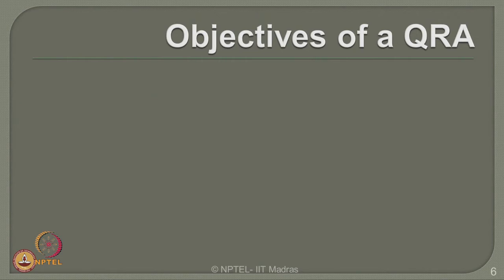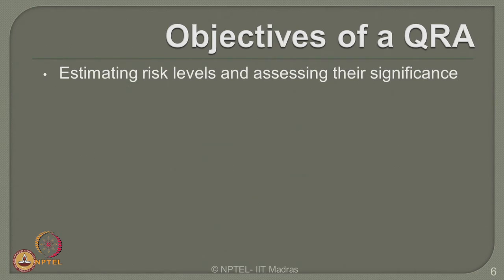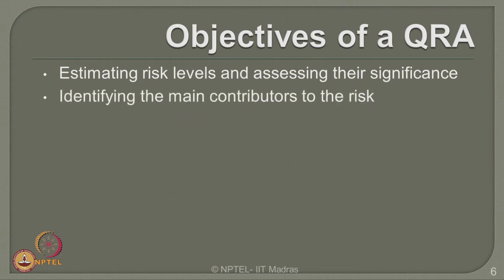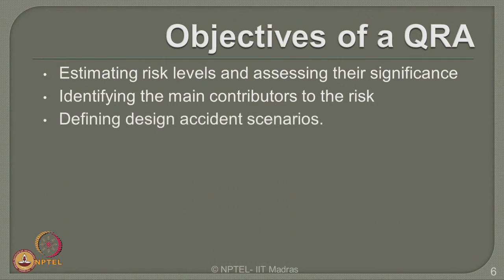Let us quickly see what the objectives of QRA are. Estimating risk levels and assessing their significance is the vital requirement of any QRA study. It should enable us to identify the main contributors that cause risk in the industry. It should enable us to define accident scenarios in terms of design levels. We should be able to compare different design options. Therefore, we can either mitigate risk or at least eliminate it or cause risk reduction at the design stage itself.